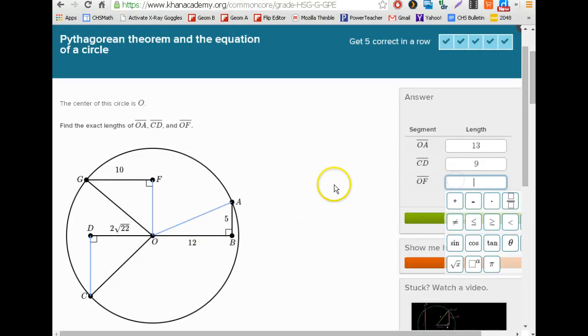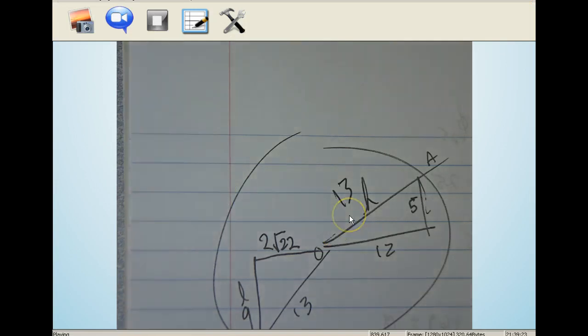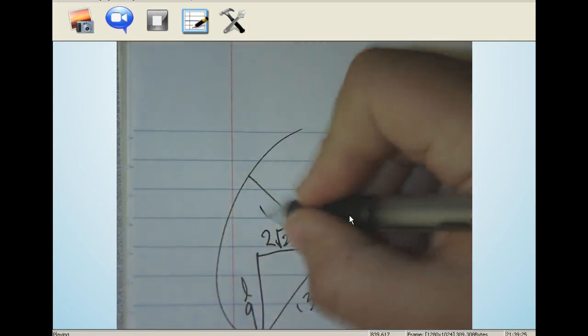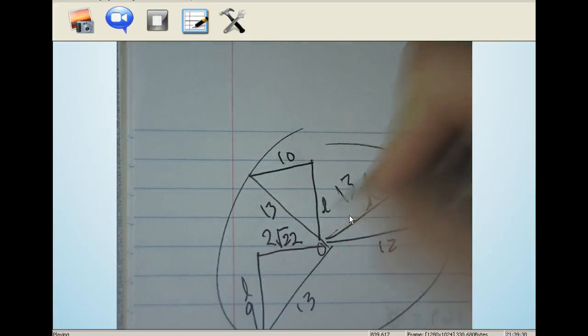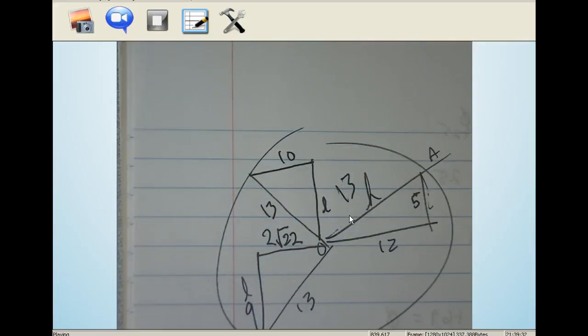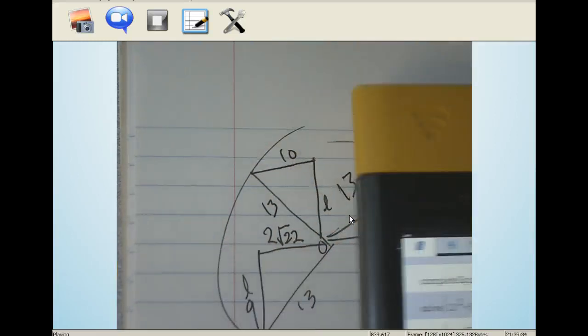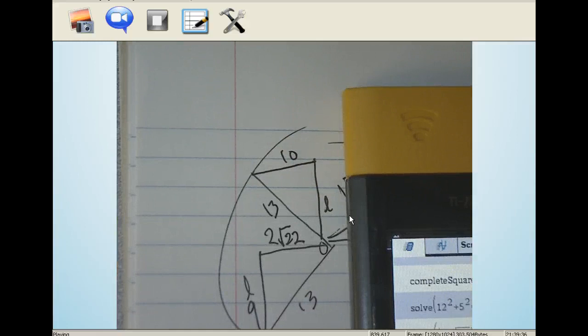Okay? And lastly, OF. OF here. So I know this is 13 and this is 10. So I've got something like this. This is 13, this is 10, and we're trying to solve this other leg. So now we're going to use our calculator, 13, 10, and L, and we can solve like this.